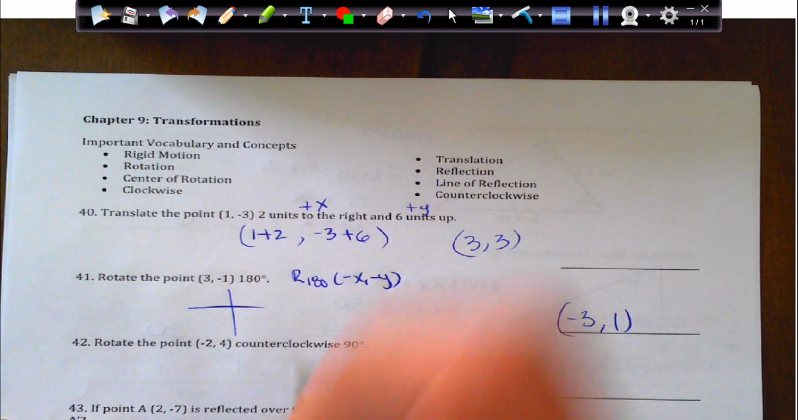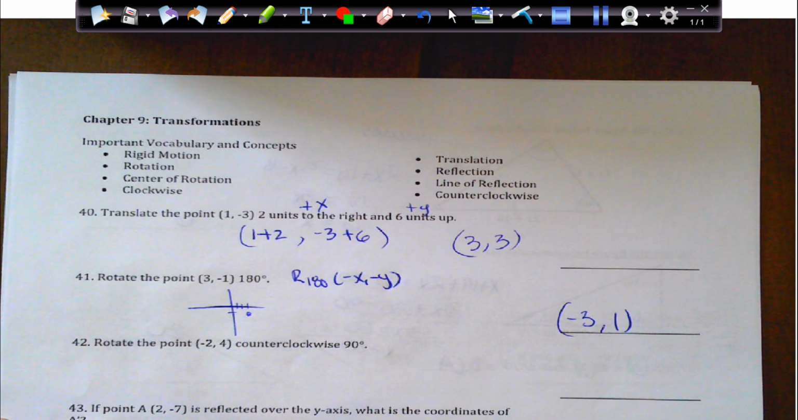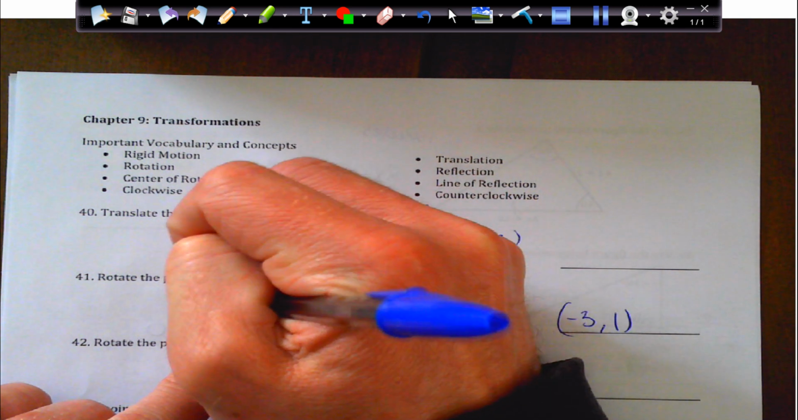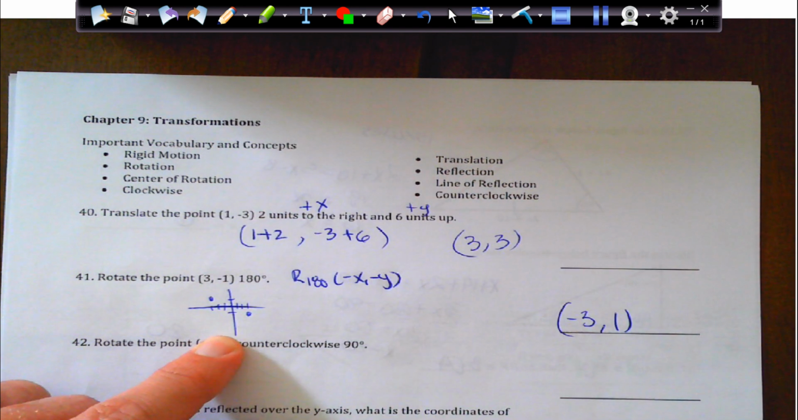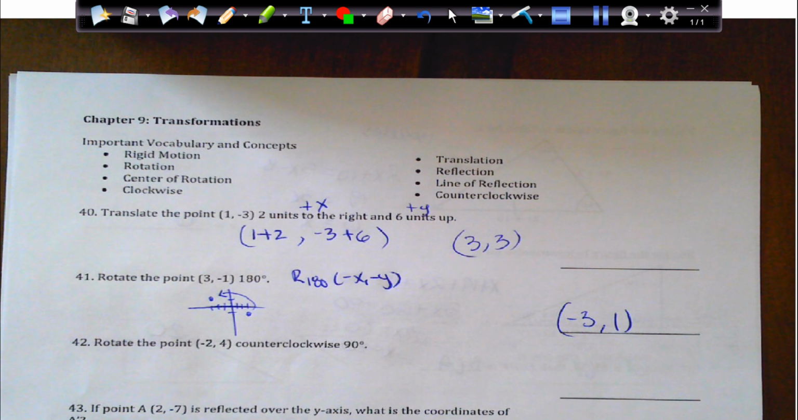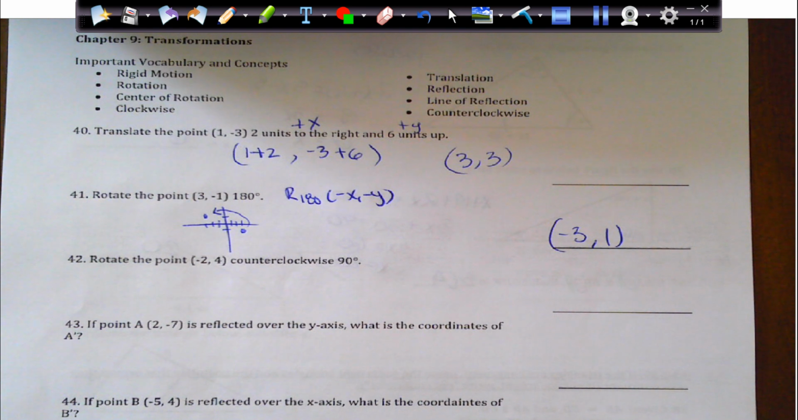I would just quickly graph this. 3, 1, 2, 3, negative 1 is right here. I want to be two coordinates away, so negative 3, 1 is over here, and that looks like I did go 180. It doesn't say which way I'm going, so it doesn't really matter, but I did go two coordinates away, which is what I want. Every time I do a 90, it's a coordinate away. Okay, let's keep going.